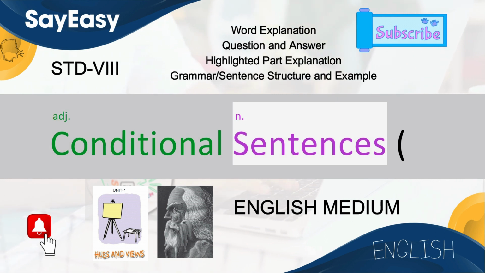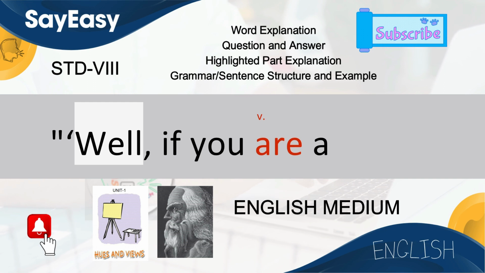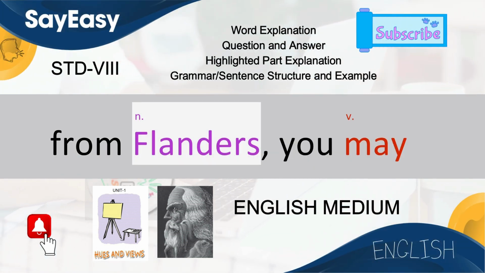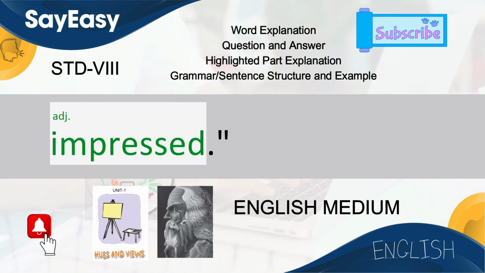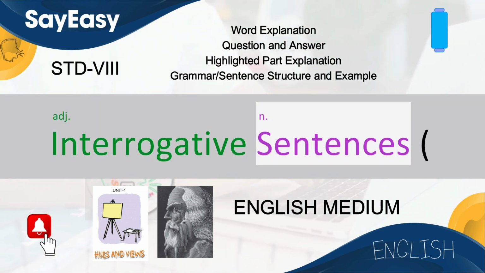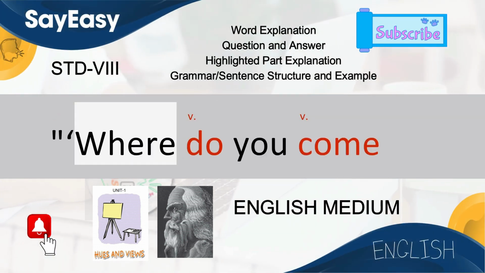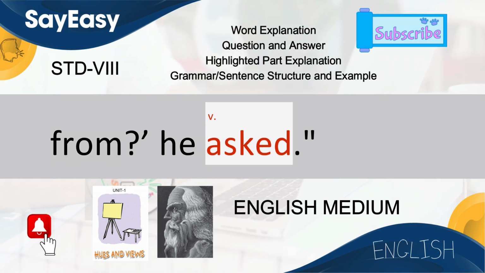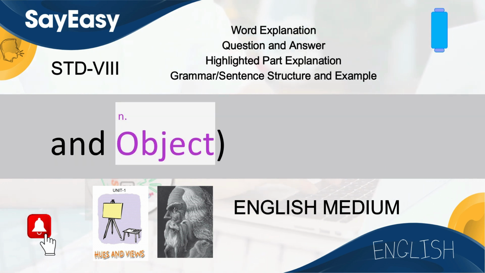Conditional sentences, first and second conditional. "Well, if you are a painter and if you come from Flanders, you may come in," said the captain somewhat impressed. Interrogative sentences, direct and indirect. "Where do you come from?" he asked.